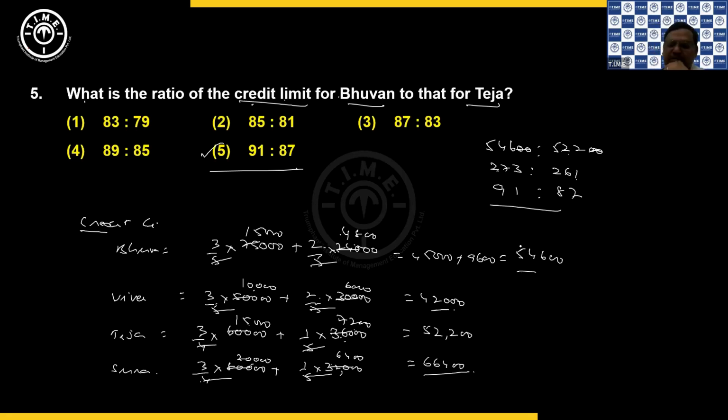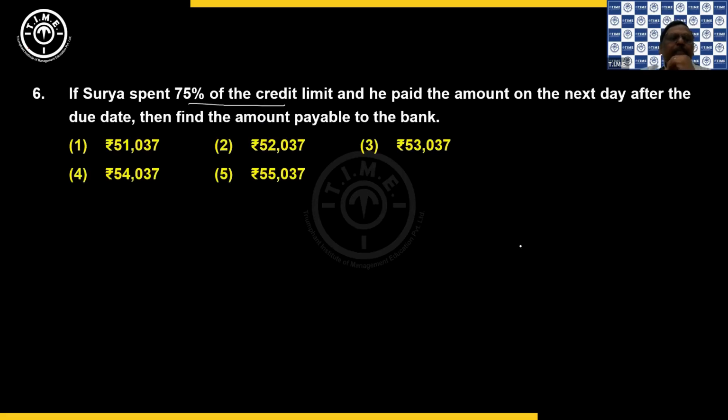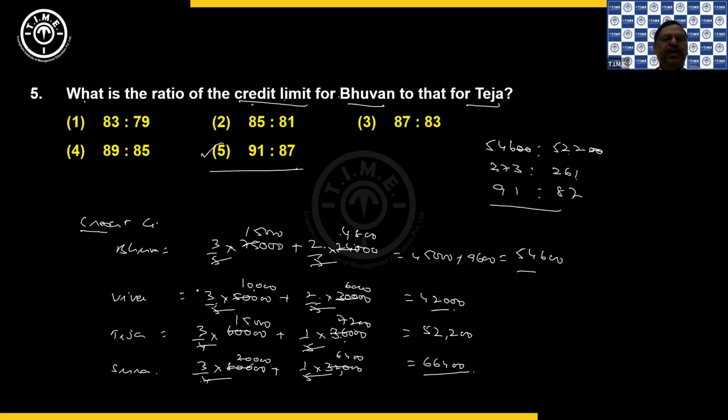Right. Let's look at the next one. If Surya spends 75% of the credit limit, how much is the spending? What is this? He spends 75% of the credit limit. His credit limit is what for Surya, the last guy?